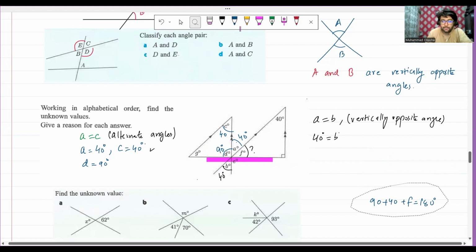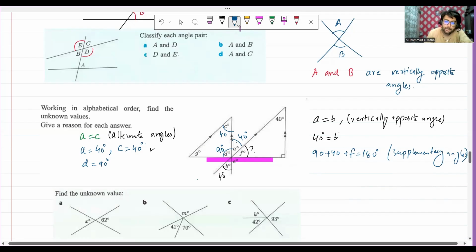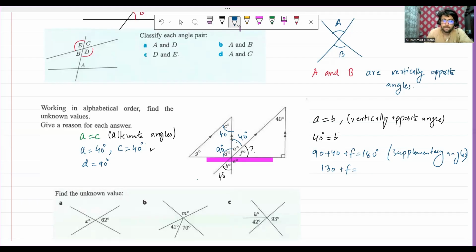right? Let me write this over here. Supplementary angles. So F should be equal to, 90 plus 40 is 130, plus F is equal to 180. F should be equal to 180 minus 130, and F is 50 degrees. So we've got the value of F as well, that is 50 degrees.